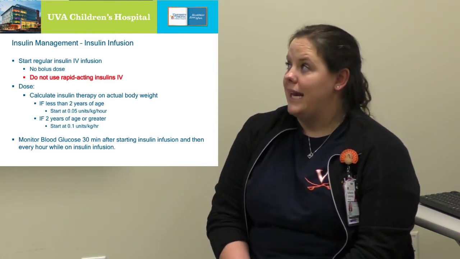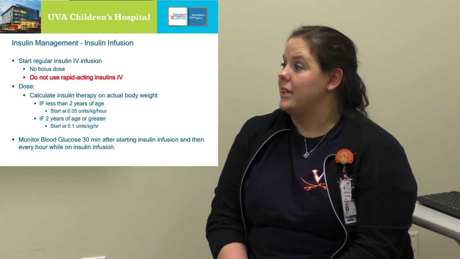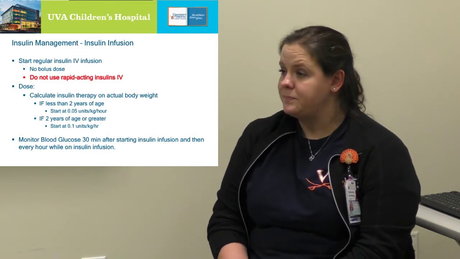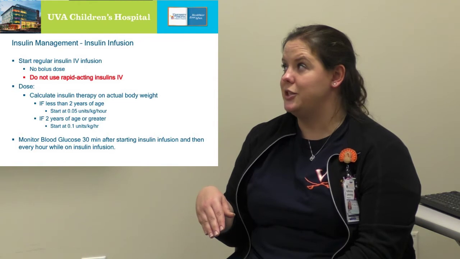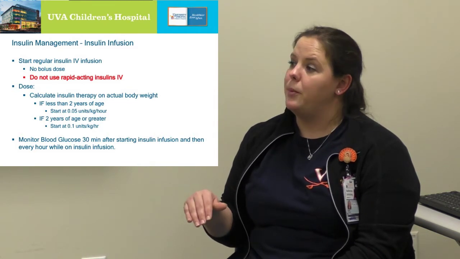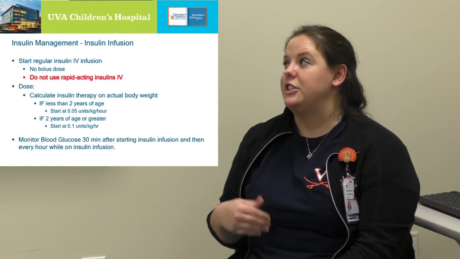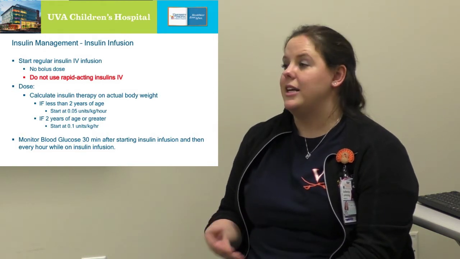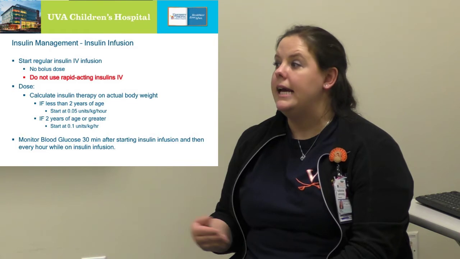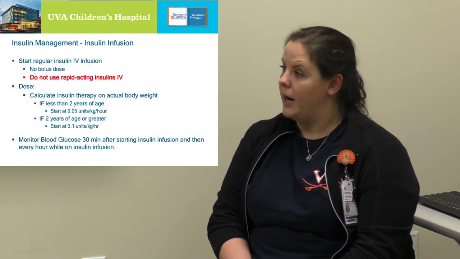The dose for the pediatric population, again, is based on the actual body weight of the patient. If the patient is less than 2 years of age, you're going to start at 0.05 units per kilo per hour. And if the patient is greater than 2 years of age, you're going to start at a little bit higher concentration at 0.1 units per kilo per hour.